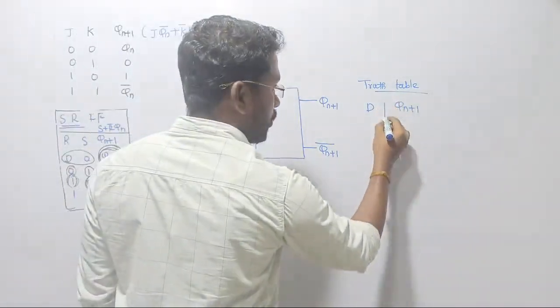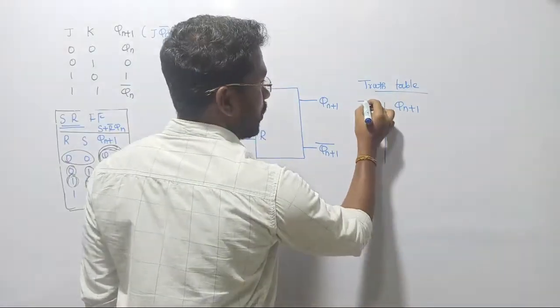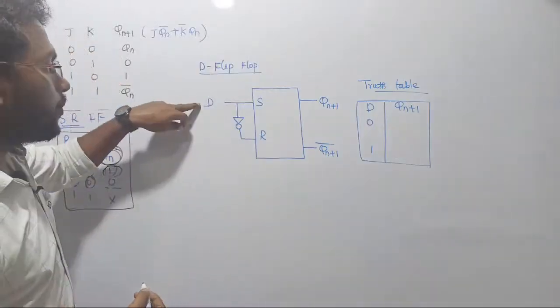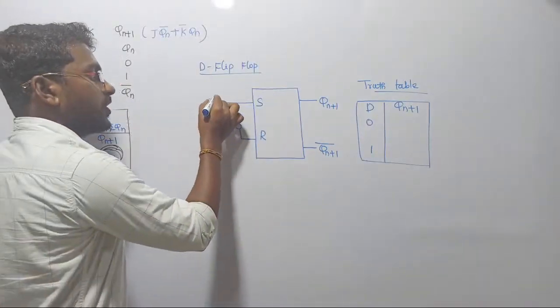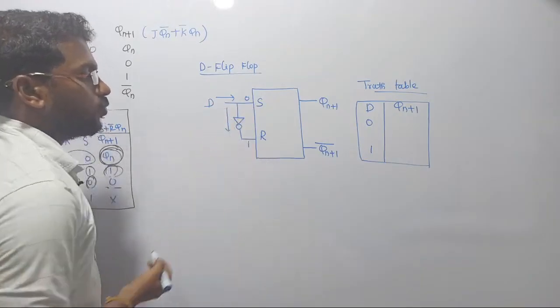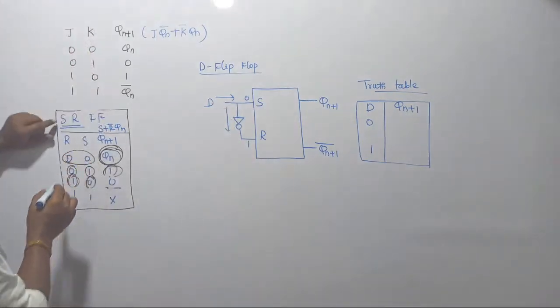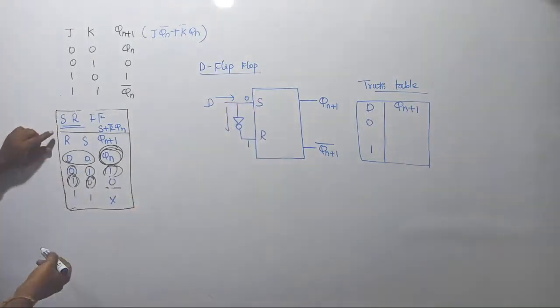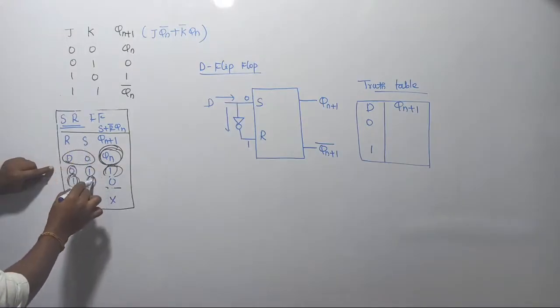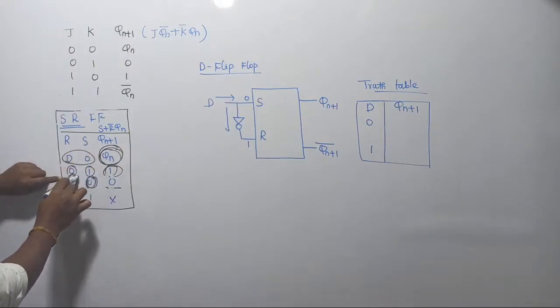Now for D you may have two possibilities, 0 or 1. Let's see its corresponding possible outputs. When we are passing D as 0, here it will be 0, but what about here? The complement of 0 will become 1. This is the SR flip-flop now. For set we are putting 0. Where is set? This is set. For reset pin we are putting 1.